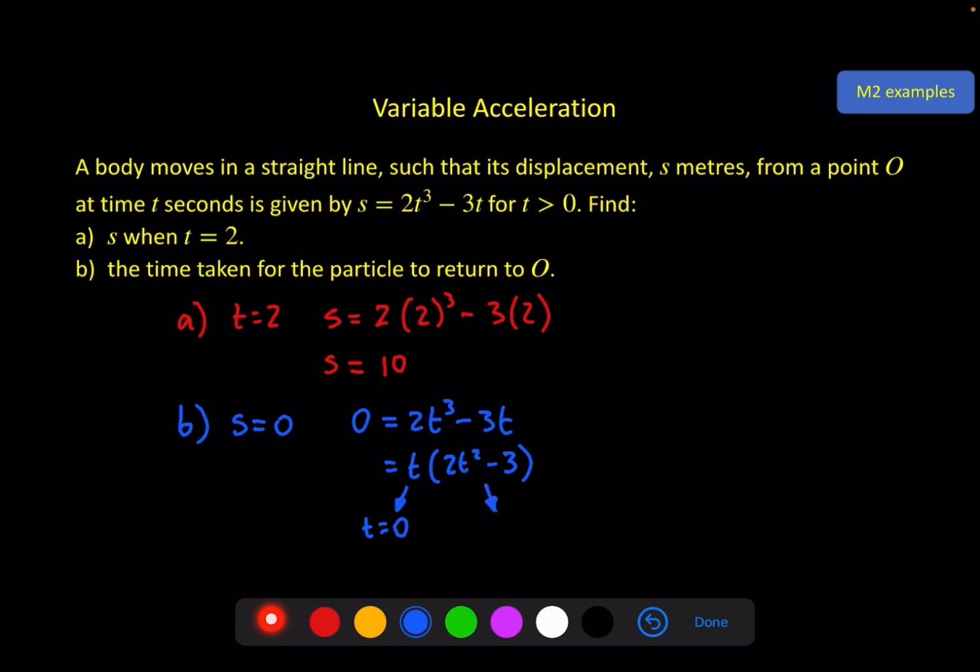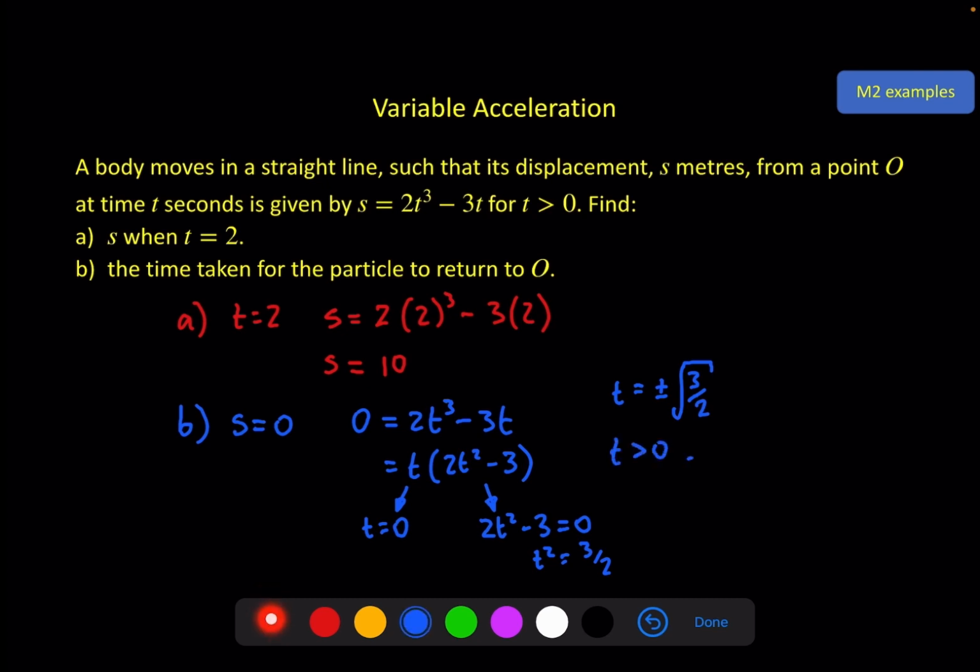And this one here gives us 2t squared minus 3 has to equal 0, which gives t squared equals 3 over 2. And t to be plus or minus square root of 3 over 2, but of course in this case we can't have a negative t, not only because time shouldn't really be negative at all, but because it's specified in the question here t is always greater than 0.